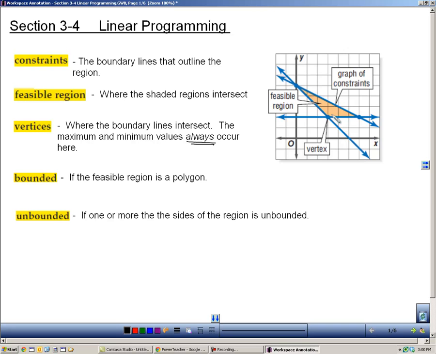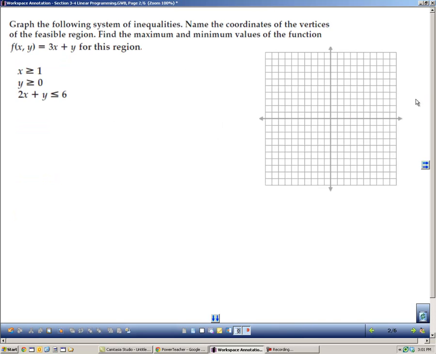This function that you see here is called a bounded function because the shape is a polygon. There are no open gaps that go on forever, but there is such a thing as an unbounded region, and we'll see an example of that in a little bit. Now this example has a lot of stuff going on, so we'll try to attack it piece by piece.